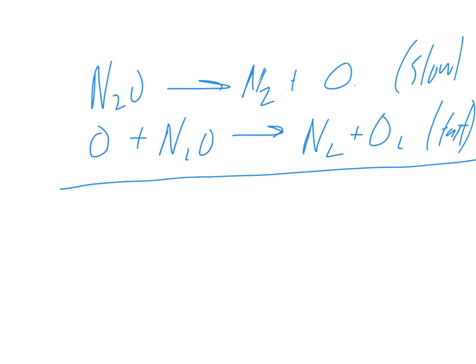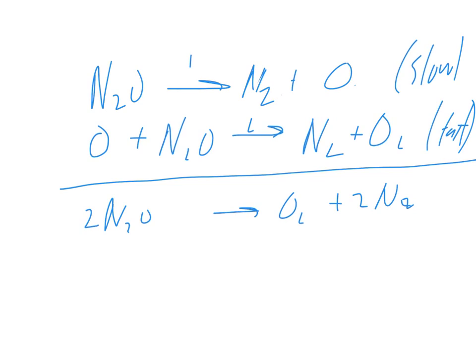Here's another quick reaction where N2O is making N2 and O in step number one, and then in step number two, the oxygen atom that's created reacts with N2O and makes N2 and oxygen gas. So the overall process looks like there's going to be two molecules of N2O that end up making oxygen gas and two molecules of N2. Now the question is, what's the rate law for this?